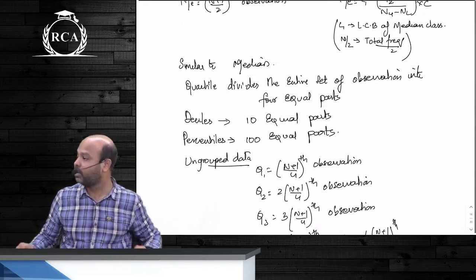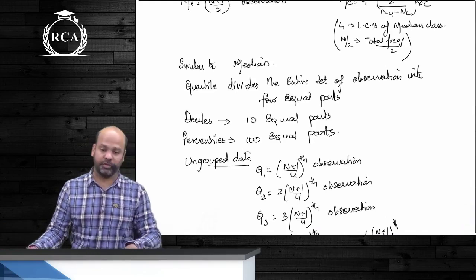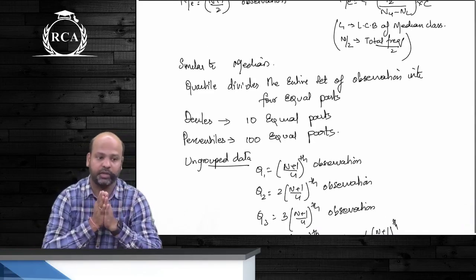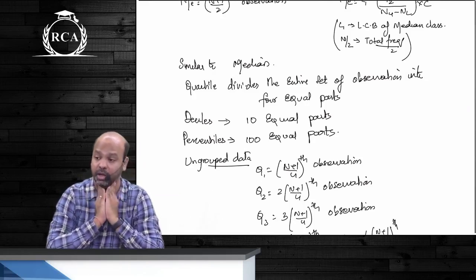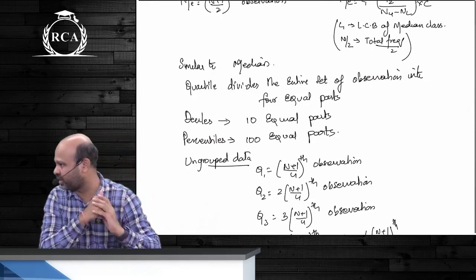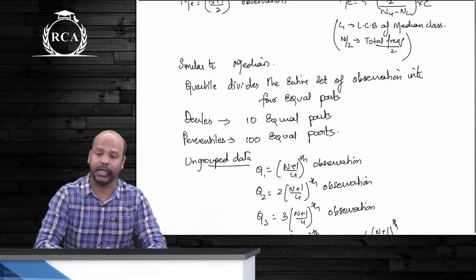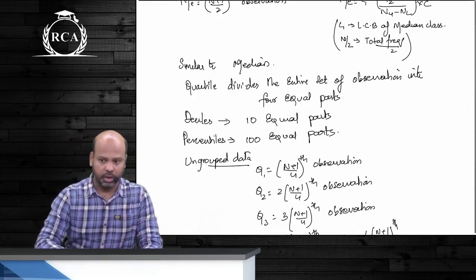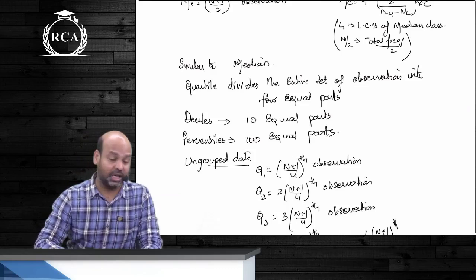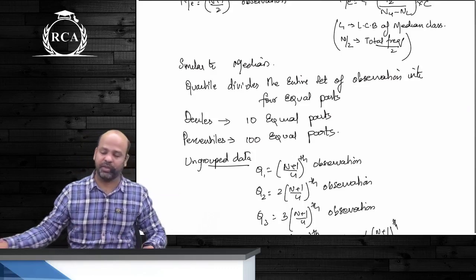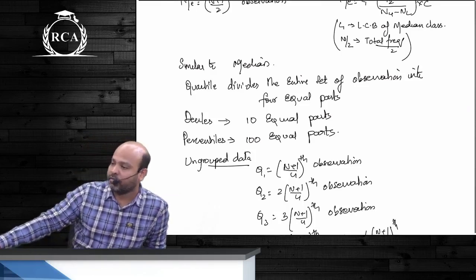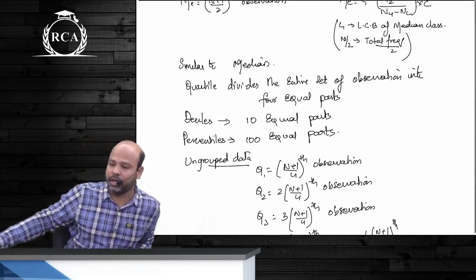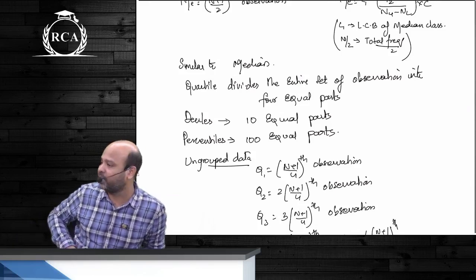Are we clear? Deciles divide all the set of observations into 10 equal parts. That is why you will need 9 partitions. So you will have decile 1 to decile 9. To compute the position of decile, you will write (n+1)/10 into whichever decile you want. If it is grouped frequency data, directly n/10. The same thing for percentiles would be (n+1)/100 for ungrouped data. For grouped data, it will be n/100. Calculations are exactly the same as median.